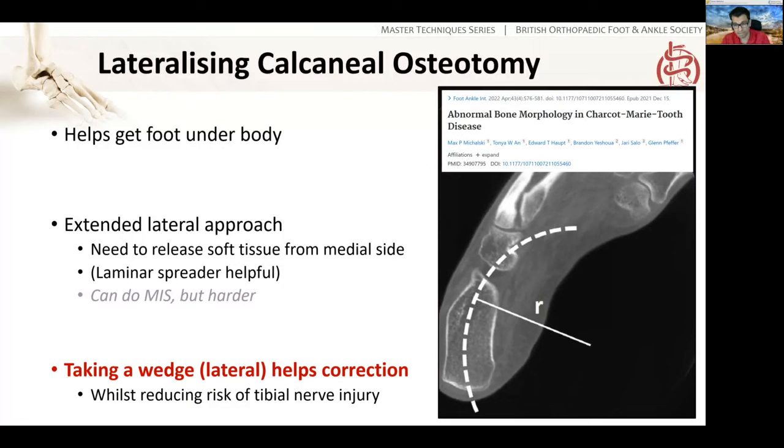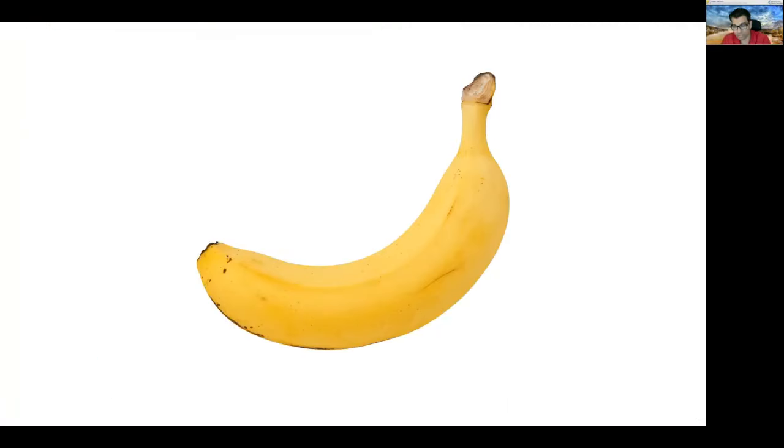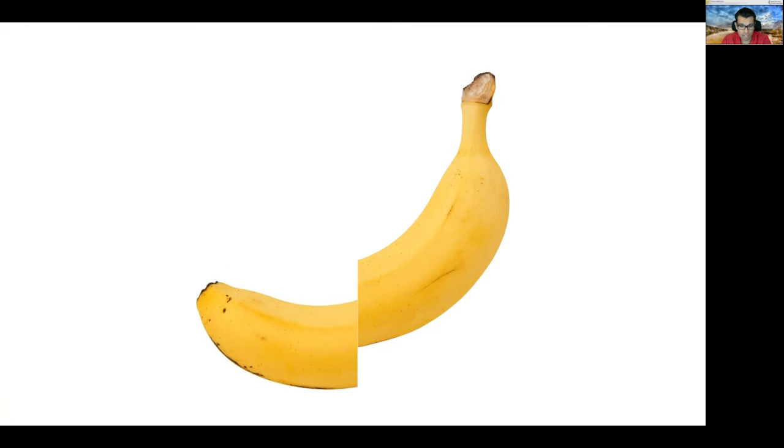bony shape itself, and the radius of curvature is actually abnormal. So in essence, in a neurological foot, the shape of the calcaneus is like a banana. And if you do an osteotomy on a banana, as we all know, it gives a good shift, but it doesn't make it straight. But if you do a wedge and a shift, then it creates a straight structure, which is better biomechanically for these patients.